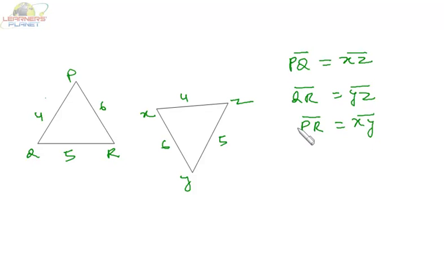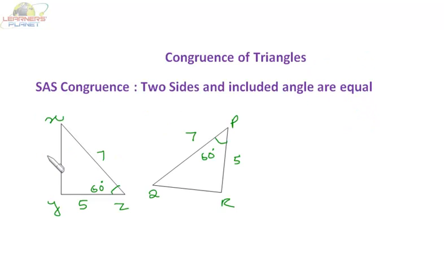So these three line segments of triangle PQR are equal to these three line segments of triangle XYZ respectively. So we can say that these two triangles are congruent to each other. And this type of congruency we call SSS, that is side congruency. Now let's discuss SAS congruence. In this case, two sides and the included angle of the triangle are equal. Here we can see this is triangle XYZ and this is triangle PQR.